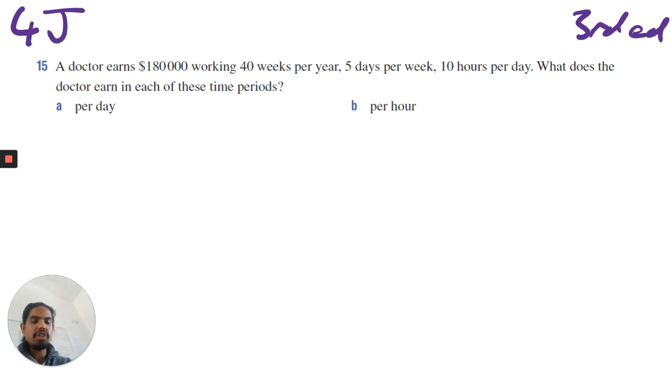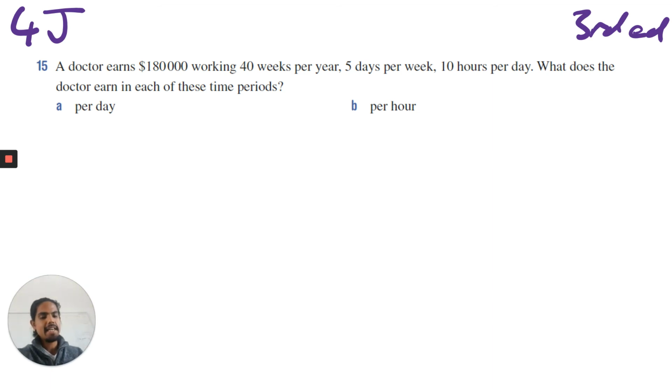Okay, one more question from near the end of the problem solving section is question 15. So we have a doctor who earns $180,000. It's pretty awesome. They're working 40 weeks per year, 5 days in each of those weeks, 10 hours in each of those days. They're working hard for their money. What does a doctor earn in each of these time periods? So I'm only doing half of them. There are additional ones in the question.